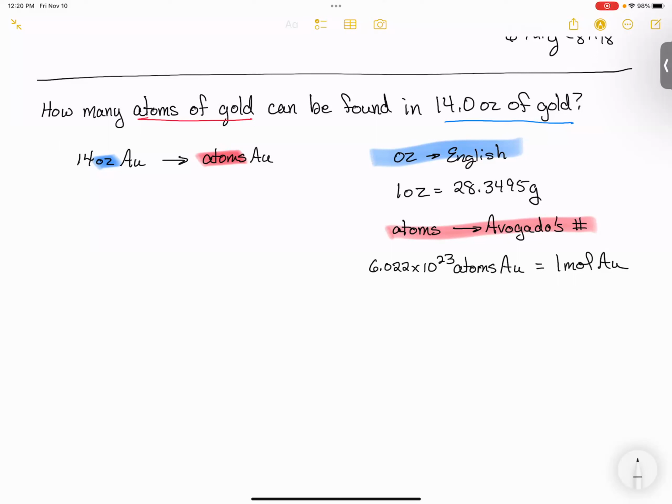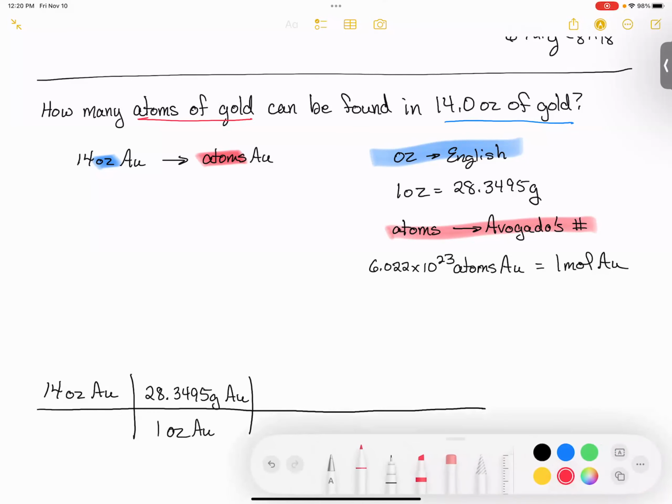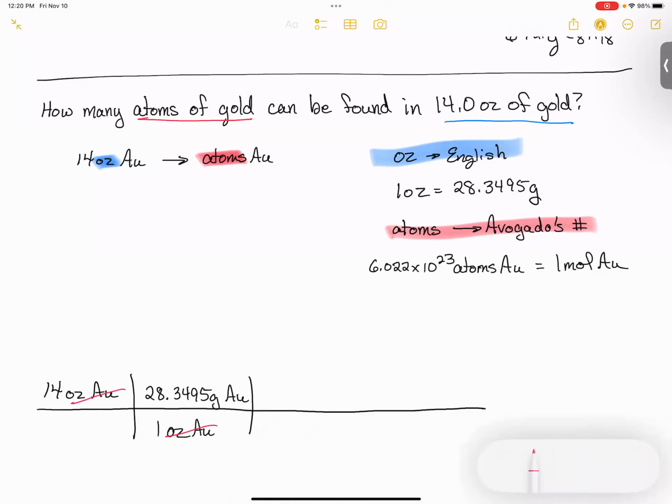Okay, well, I've used what I could to figure out possible conversion factors. So now let's get started. I have 14 ounces of gold. My first conversion factor is going to need to have ounces of gold. So the 1 ounce of gold is going to weigh 28.3495 grams of gold. The ounces of gold were placed in the denominator so that the unit and the substance canceled out, and I'm left with grams of gold.